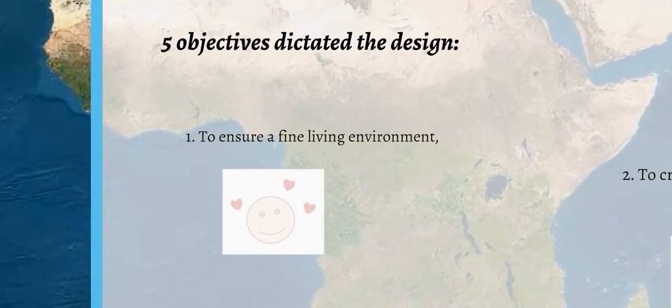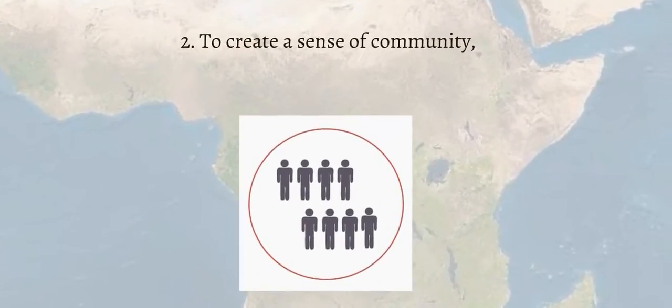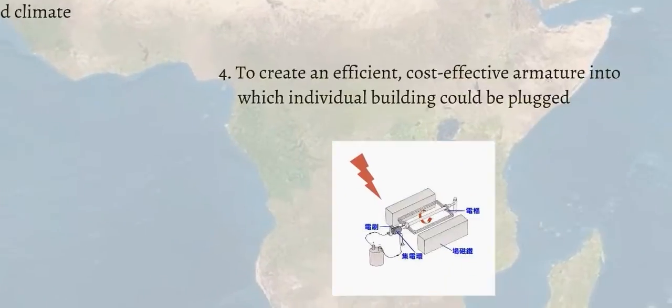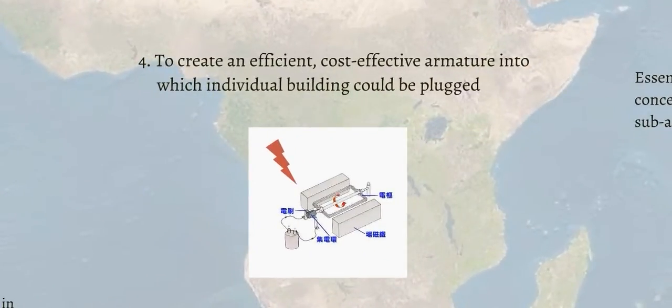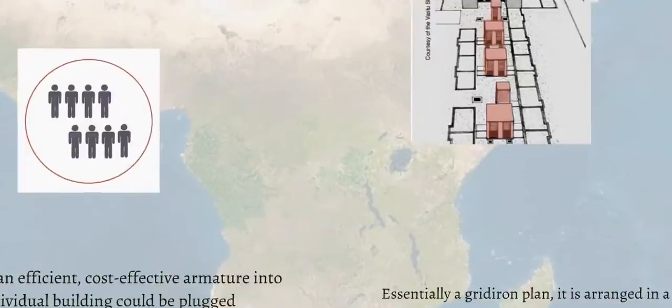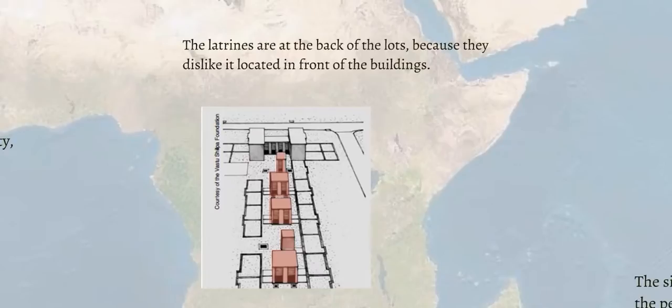5 objectives dictated the design: to ensure a fine living environment, to create a sense of community, to deal with the hot arid climate, to create an efficient, cost-effective armature into which individual buildings could be plugged, and to provide a way of life for low-cost areas in India, encouraging activities for the neighborhood in the street, in arid areas, and on the flat roofs of the buildings. The latrines are at the back of the lots because people dislike them being located in front of the buildings.